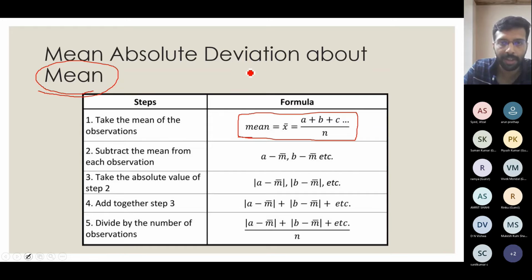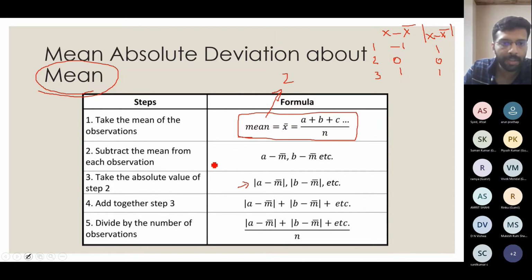Suppose my data is 1, 2, 3. I will first find my mean. In this case, the mean will be 2. Then I will have a column, x minus x bar. That will be 1 minus 2, minus 1; 2 minus 2, 0; 3 minus 2, 1. Then the next step is to take the absolute value of this, ignoring the sign. So again here I will get 1, 0, 1.